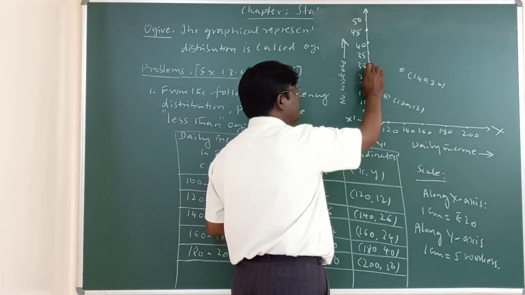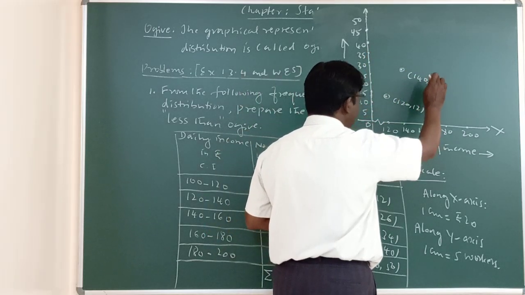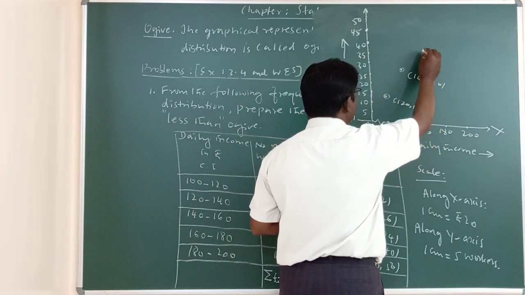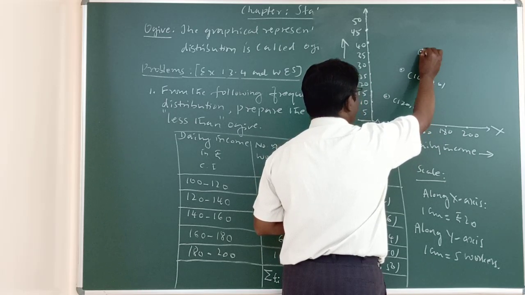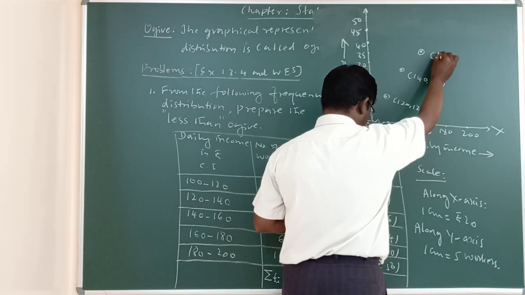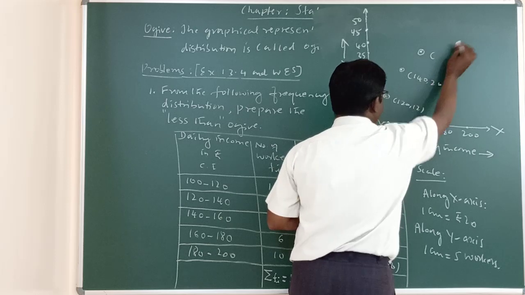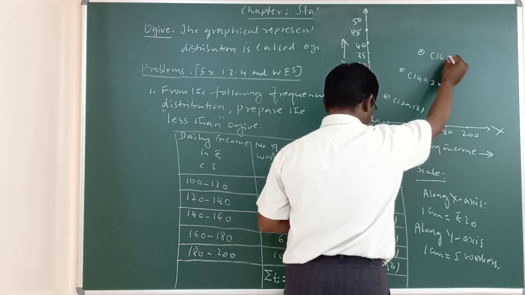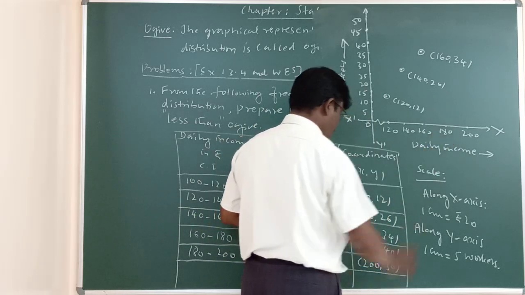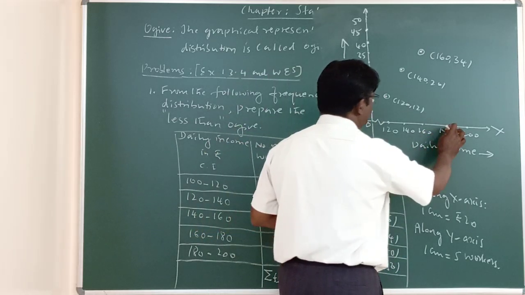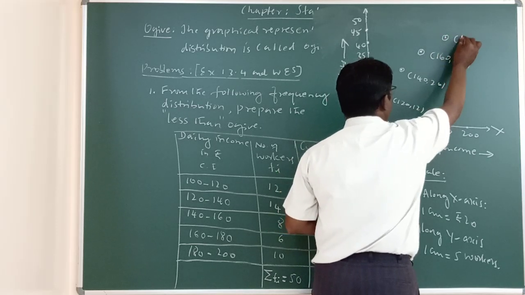Remember, between 30 and 35 there are 10 divisions. Now we have to take 8 divisions. That denotes 34. So therefore, this is 160, 34. Next, children, 180, 40. No problem at all. 180, 40. Exactly mark there. 180, 40.